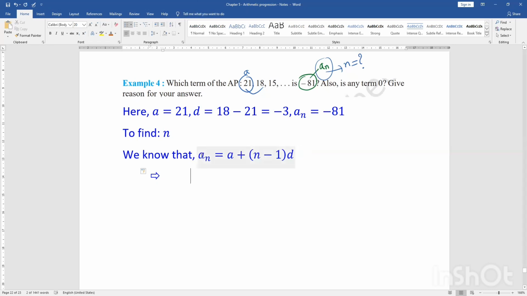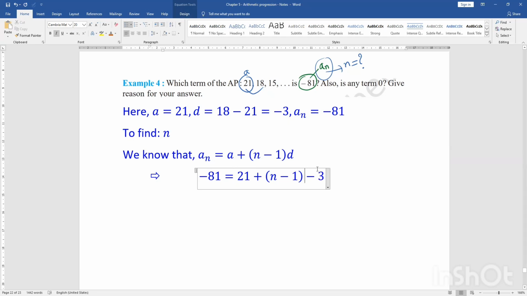So let us write this formula once again and then show you the substitution, which values get substituted. So a_n, obviously, I can write as minus 81. And then, do you know the value of a? Yes, I know the value of a. Let me rewrite it: 21 plus. Do you know the value of n? No, n I need to find out. Do you know the value of d? Yes, we know it's equal to minus 3.